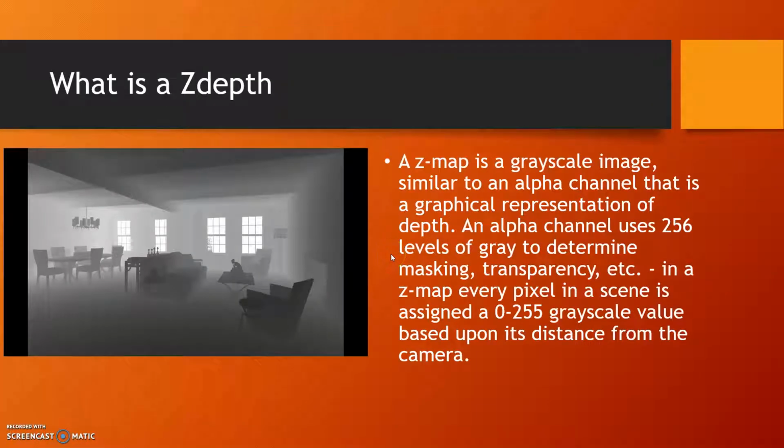Okay, so basically, a Zdepth pass is just a grayscale image, similar to the alpha channel, but it will use the 256 levels of gray. So this gray and black color will determine how far the object is from the camera, and they will map from number 0 all the way to 255. This is basically an example of a room rendered using the Zdepth pass.